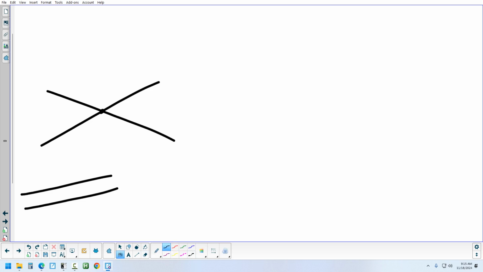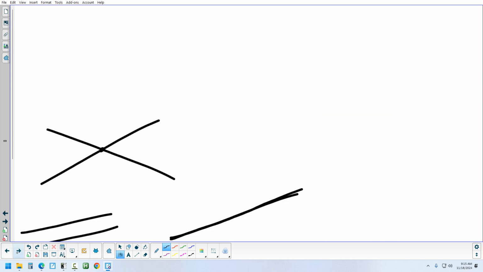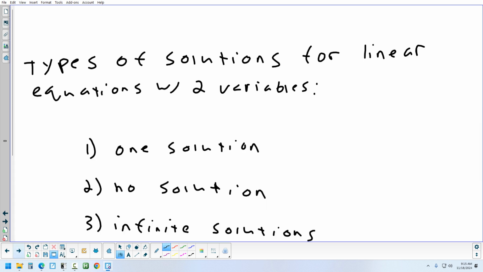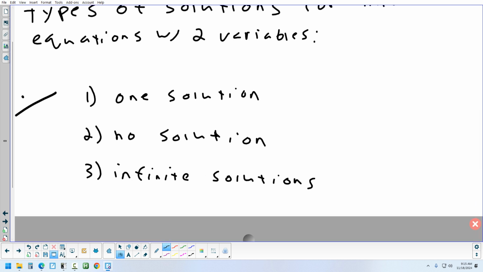So that can happen. What's a third thing that can happen? Yep. They can be touching at all points, which means they're the same line. How many answers would you get there? Infinite. So you can get 1 solution. That's the kind of problems we've done so far. No solution if they were parallel. And an infinite solution if they were the same line.